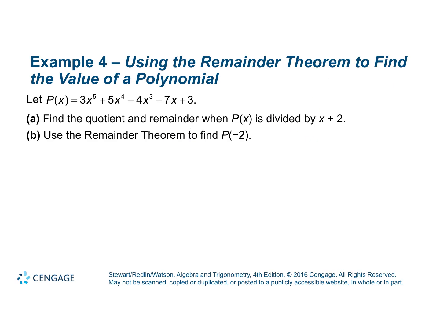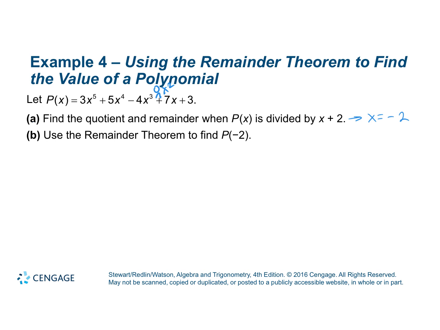So example 4. They want us to find the quotient and remainder when p of x is divided by x plus 2, and then use the remainder theorem to find p of -2. Now, the remainder theorem is basically just dividing by that number. So let's figure out what's going on here. For this first one, we can divide by x is equal to -2. And we have an x to the fifth, we have an x to the fourth, we have an x to the third. We don't have an x to the second, so I'm going to go ahead and add it in there. And then we have an x to the first, and then we have a constant.